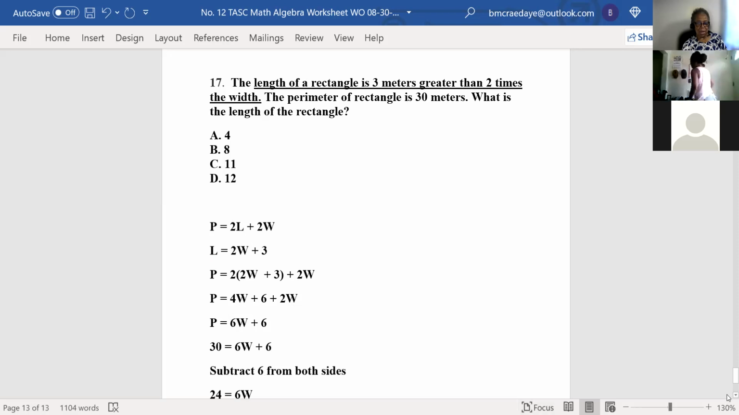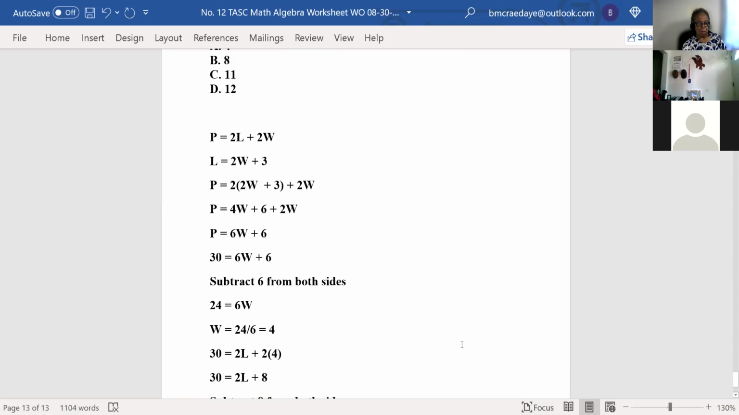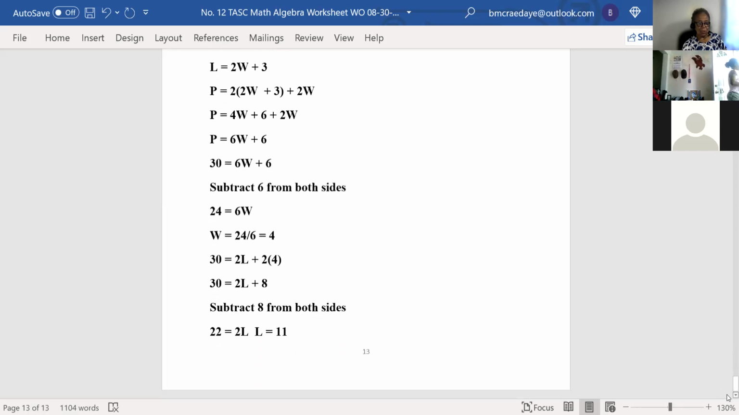Combine the like terms and solve for W. And W we came up with 4. Now, if we know W, we can find L because we know the perimeter is 30. So putting in the 4 for the W, we get 8. Subtract the 8 from the 30, we get 22. 22 divided by 2 gives us 11. The length is 11. Any questions?